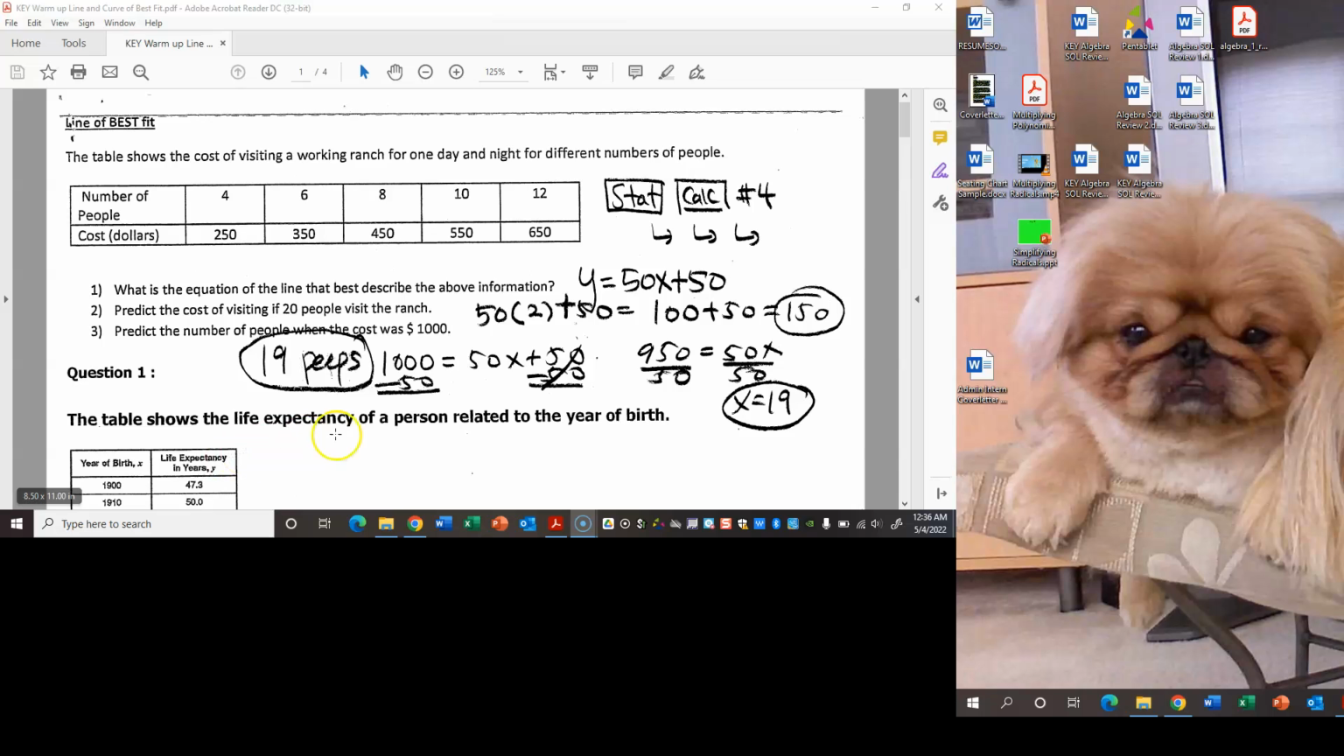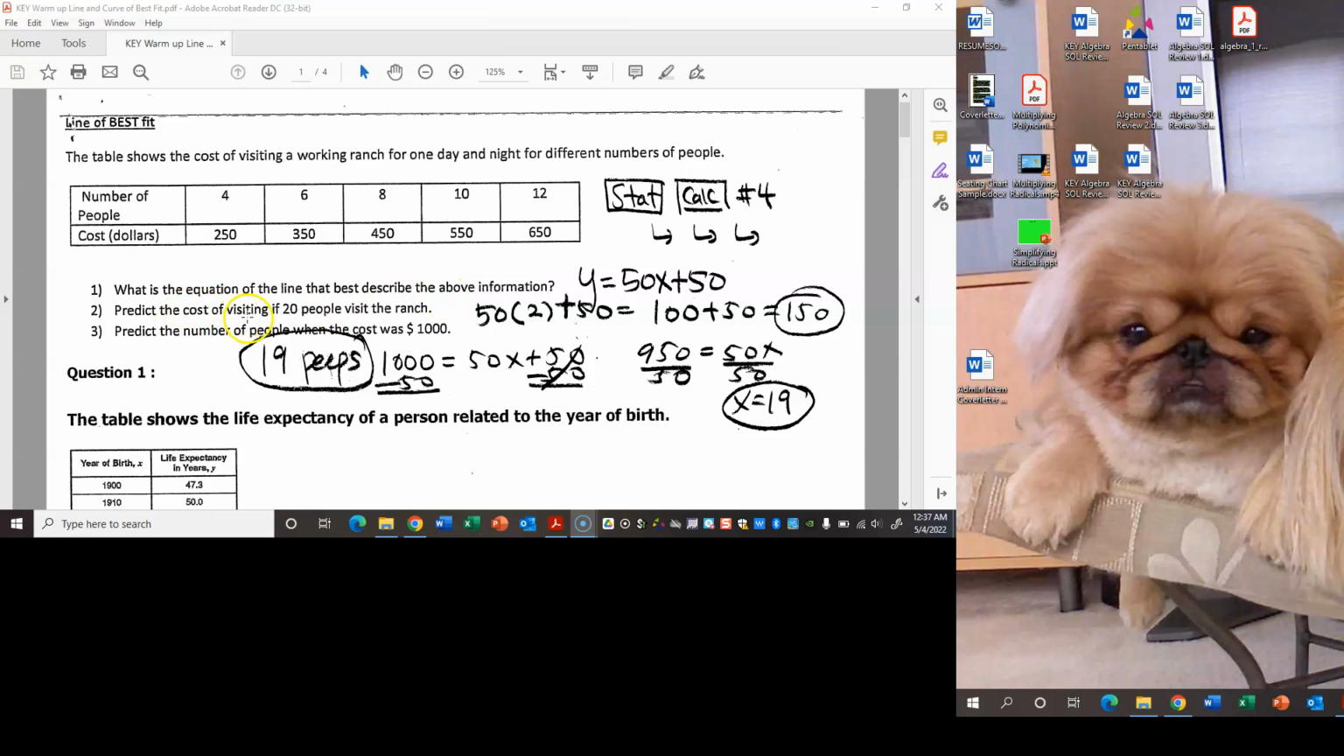So please take a look at this. Here you have a line of best fit. The table shows the cost of visiting a working ranch for 1 day and night for a different number of people. So first you have the data. Number of people: 4 people, 6 people, 8 people, 10, and 12. The cost is $250, $350, $450, $550, $650. So as you can see, the more people, the more expensive it gets.